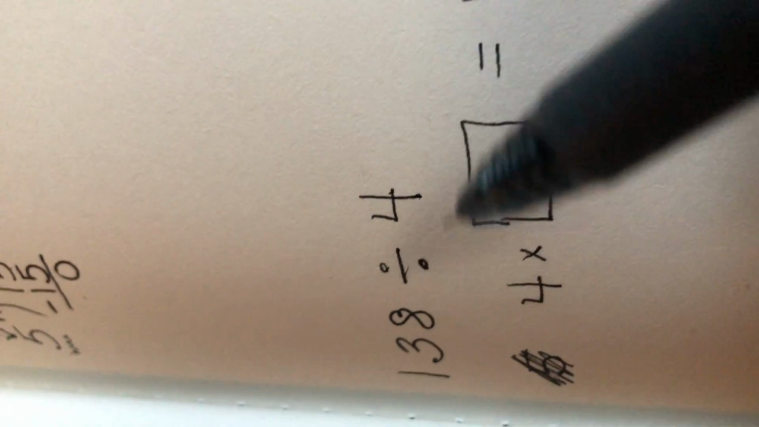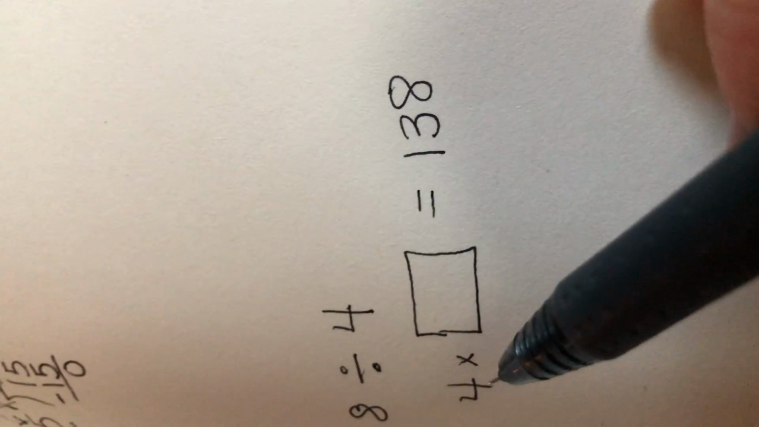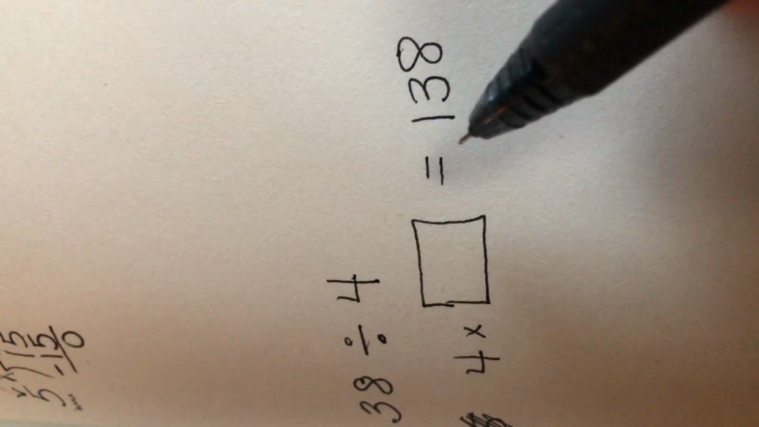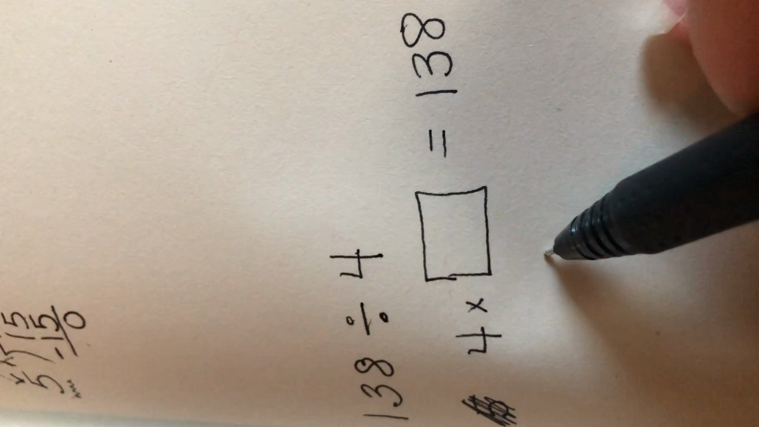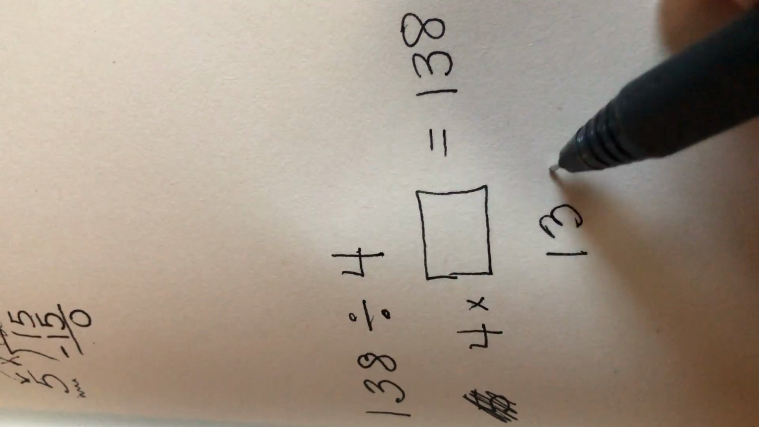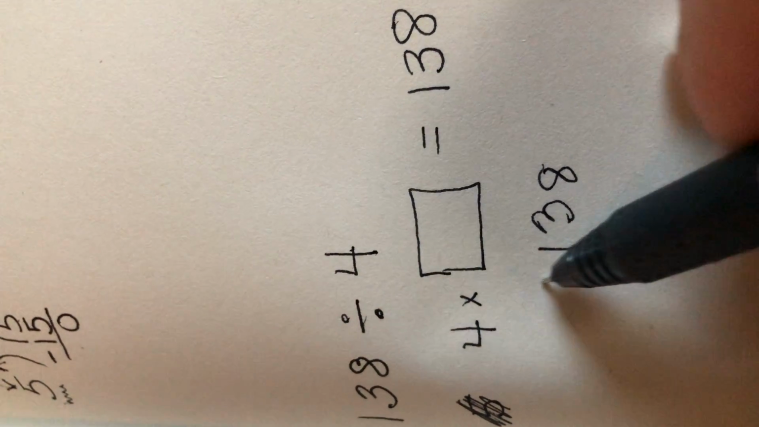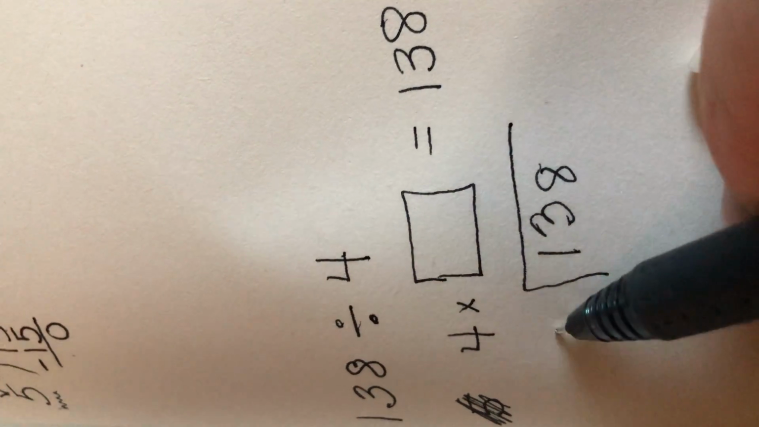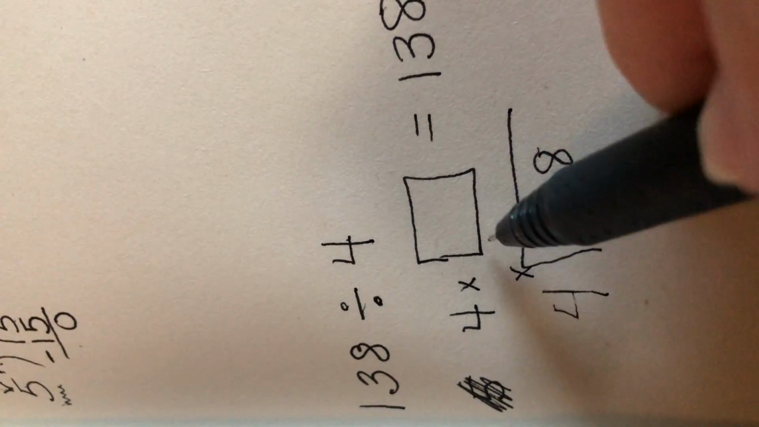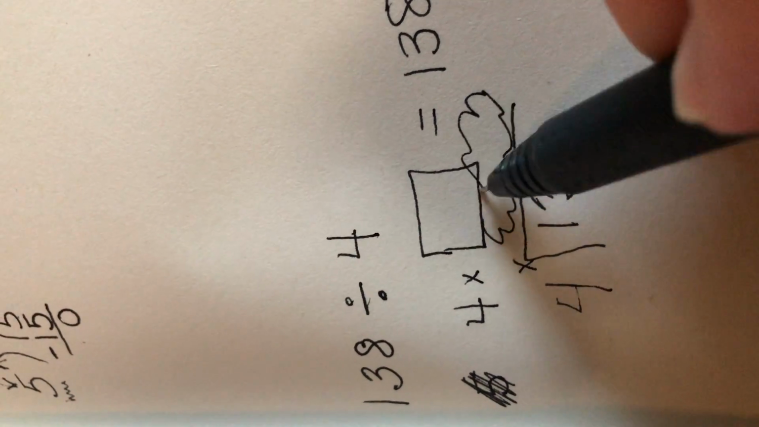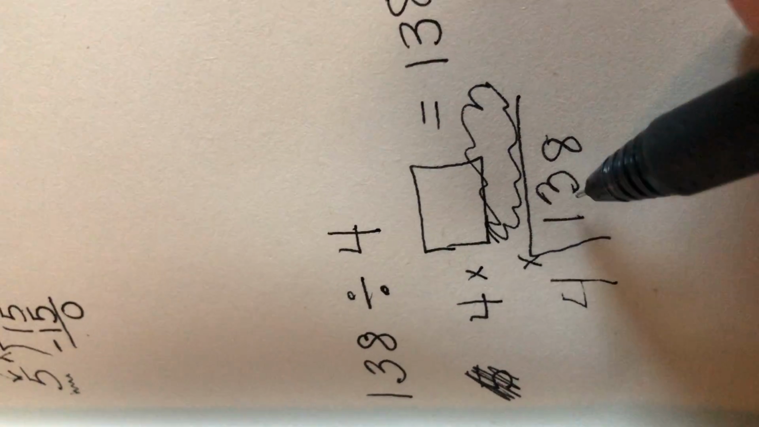So down here we have 138 divided by 4, and that means, well, 4 times something should get us 138 or close to it. So if we put it into the division box, 138, and we put the 4 out here, and then again we're saying, something up here is going to be times 4 to get us 138.